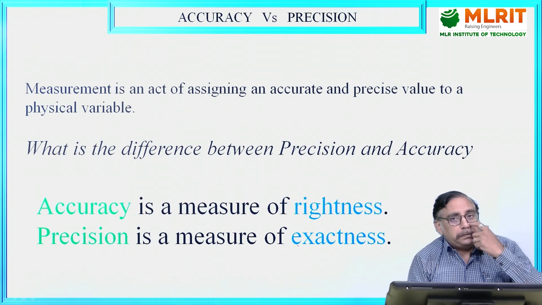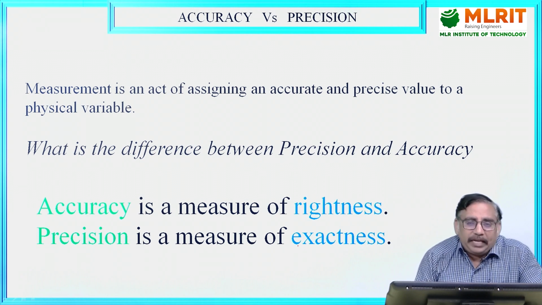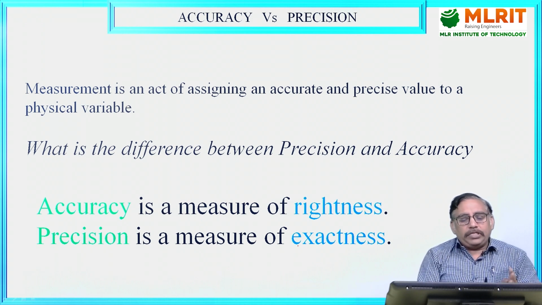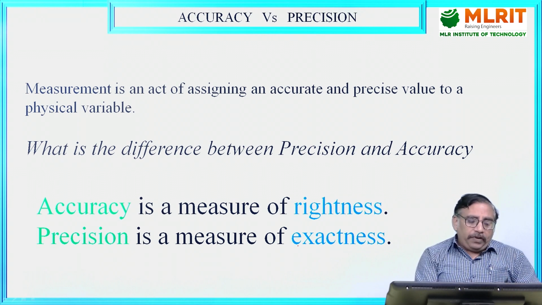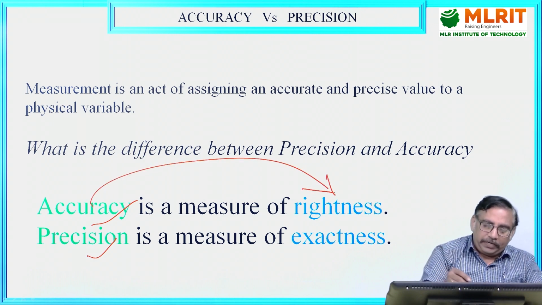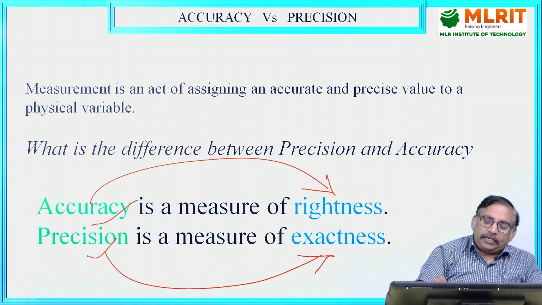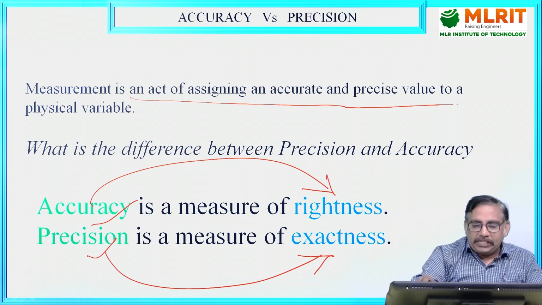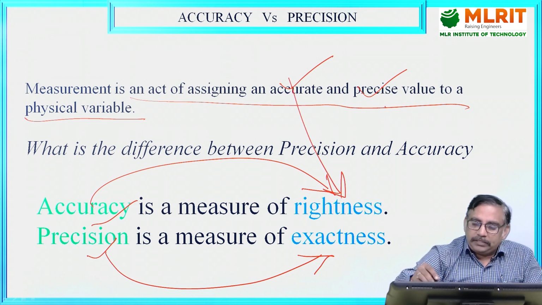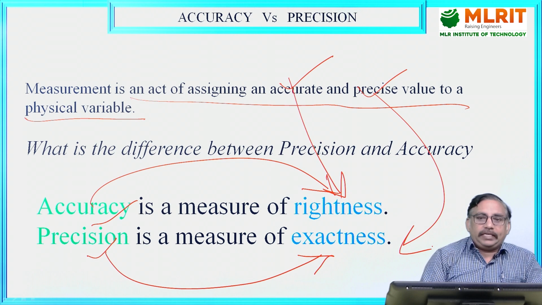So coming to metrology, as we are saying, accuracy, precision and everything, right? What is accuracy and what is precision? Accuracy is a measure of rightness, and precision is a measure of exactness. The main difference is that accuracy goes for rightness, perfect, and precision goes for exactness, whatever it is. Measurement is an act of assigning an accurate and precise value to a physical variable. For accurate I will be defining rightness, and for precise I will be defining exactness.